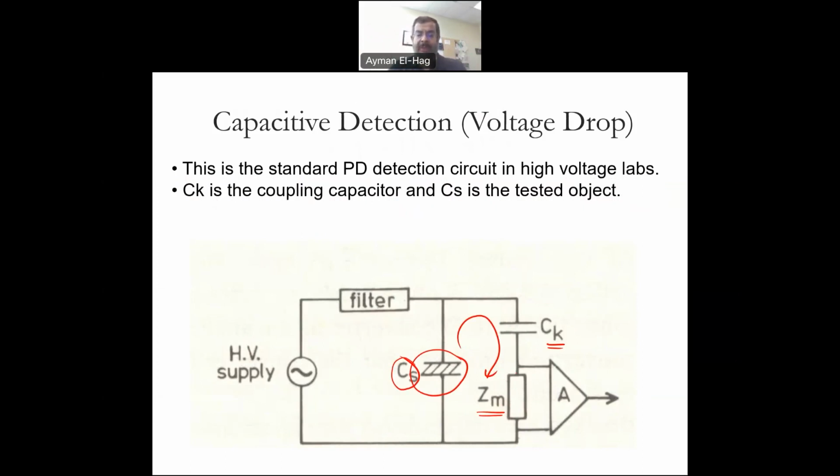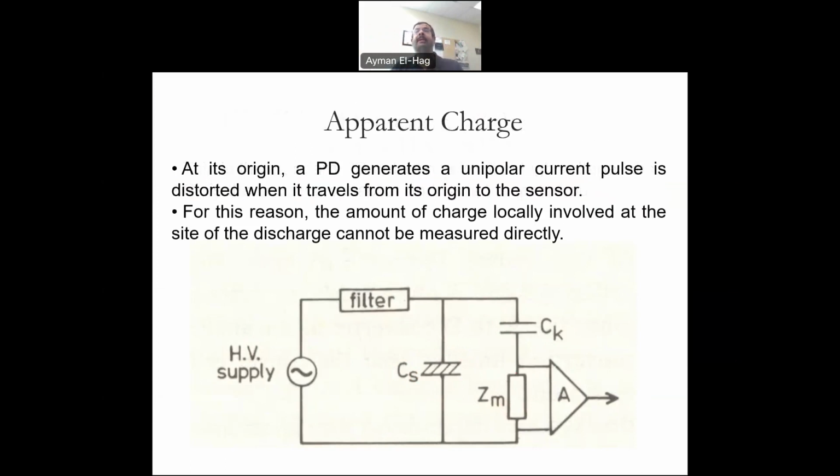Two things I'd like to mention here. The first one, what exactly do we measure? We measure something called the apparent charge, not the actual charge. And this is something very important to understand, that we don't actually measure the actual charge that results from the pulsive current that happened during the discharge process.